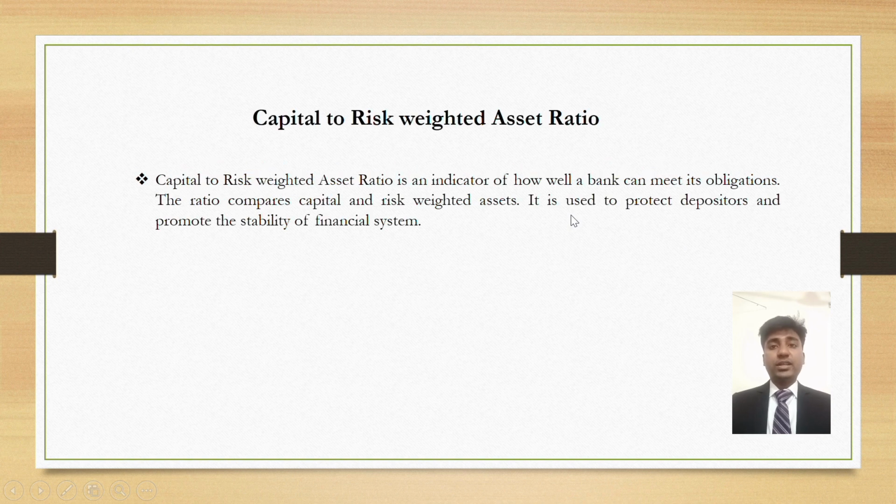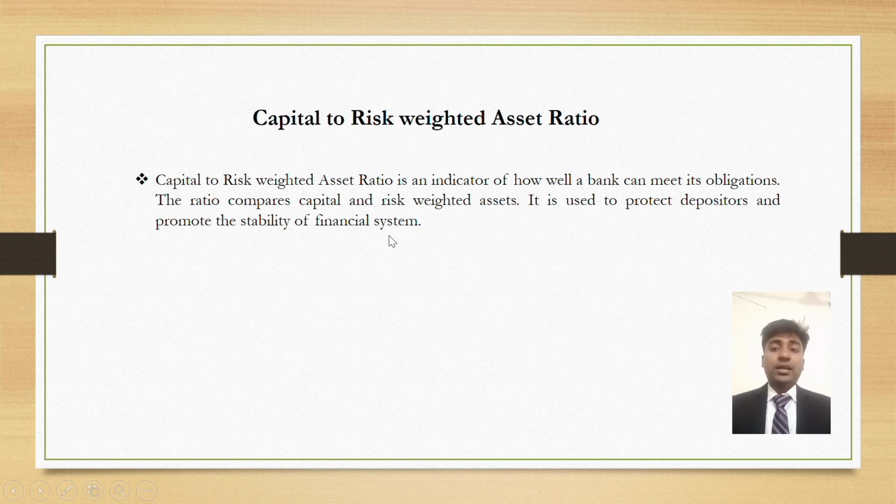Next, how to measure the capital to risk weighted asset ratio, also called CRAR. CRAR means capital to risk weighted asset ratio. Capital to risk weighted asset ratio is an indicator of how well a bank can meet its obligations. The ratio compares capital and risk weighted assets. It is used to protect depositors and promote the stability of the financial system.